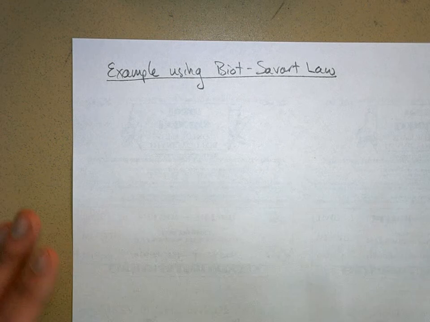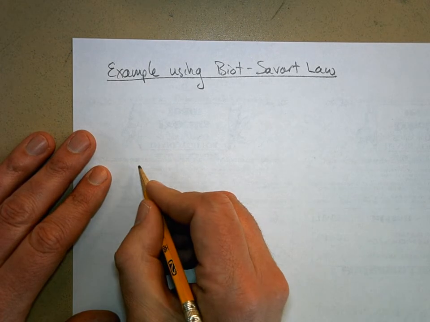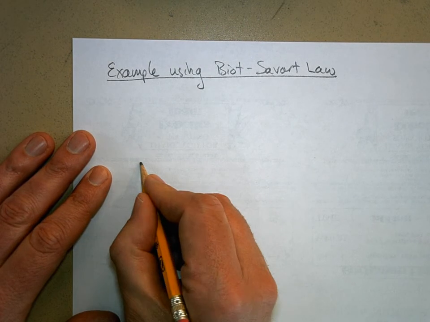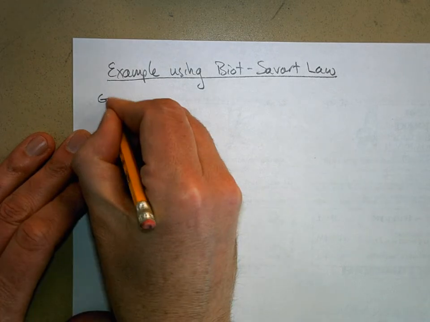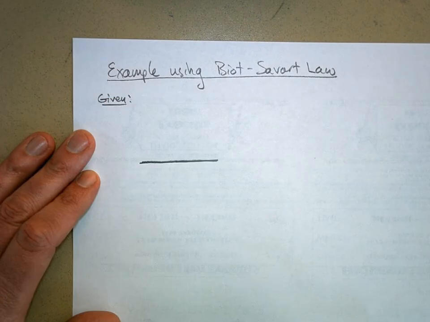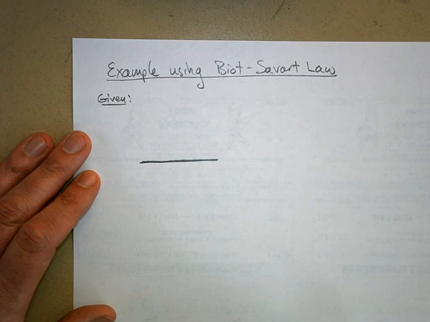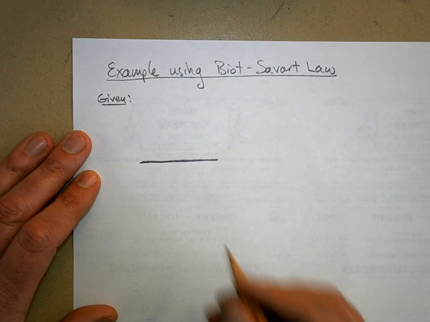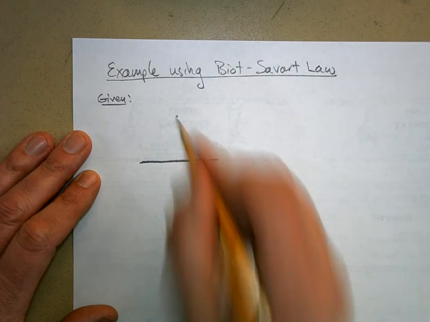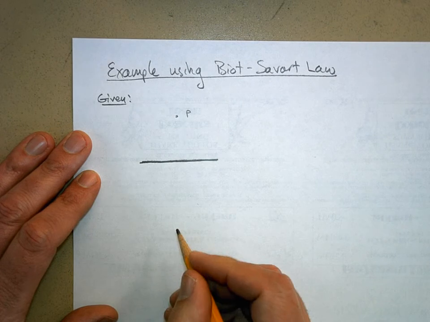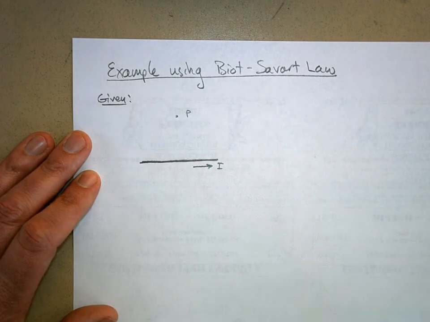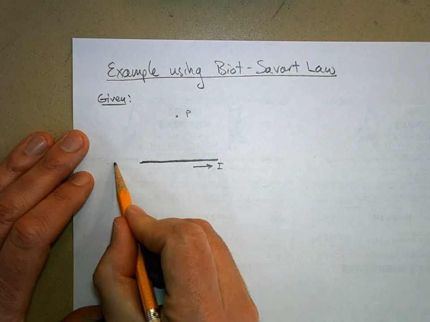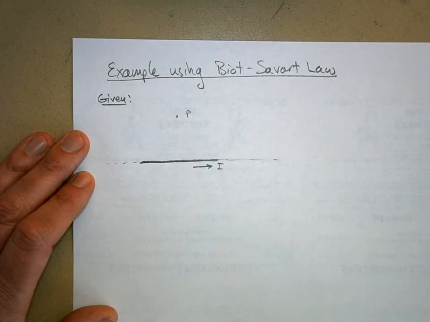Okay. Suppose I've got a wire like this. So here's what we're given. We've got a wire, and up here is our point in space, and here's our current flowing through this little line segment, and we're just going to look at this one part of the line segment.